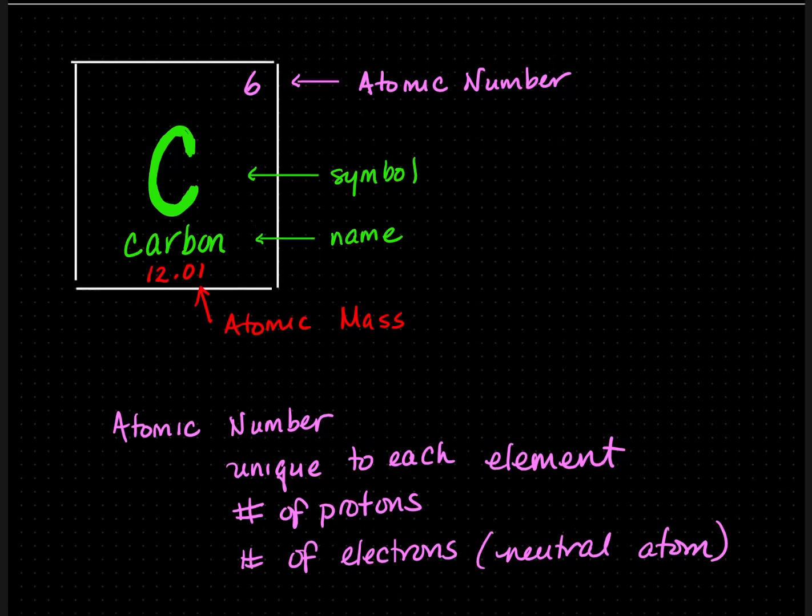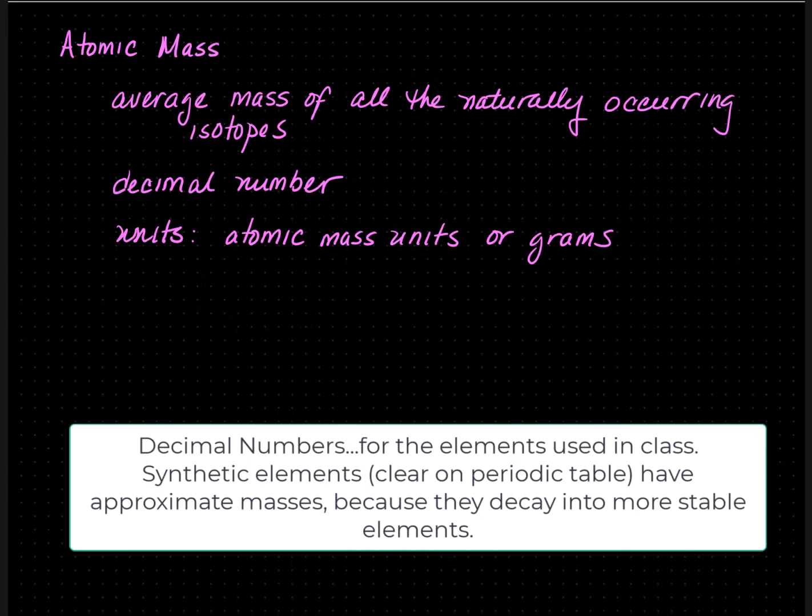The symbol of the element always starts with a capital letter. If it has a second letter, it is always small. Below the symbol is the name of the element, and below the name of the element is the atomic mass. The atomic mass is the average mass of all the naturally occurring isotopes. It is always a decimal number. The units are atomic mass units, AMU, or grams.